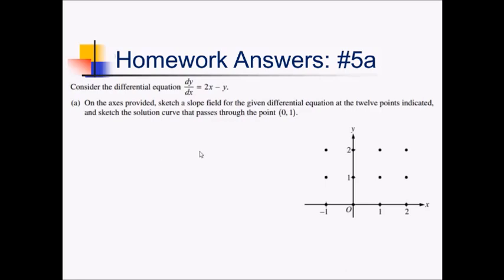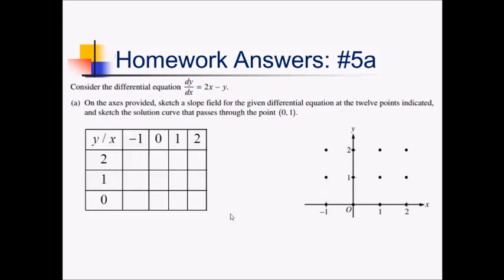For this problem, we're starting with the differential equation of 2x minus y, which we'll be using for the next several problem parts. For this part, we want to figure out the slope field for this differential equation using just these 12 points that they've dotted for us here. So I'm going to set up a table with x values going from negative 1 to 2 and y values going from 0 to 2.